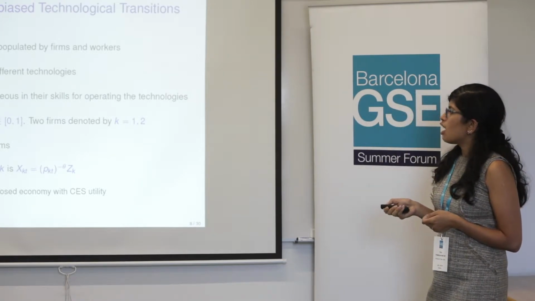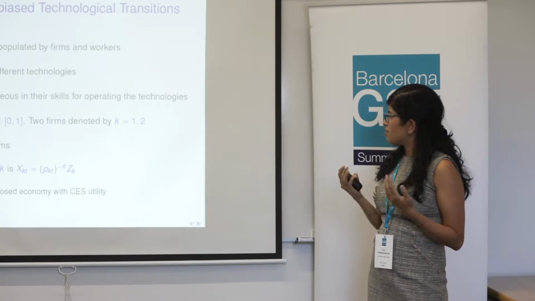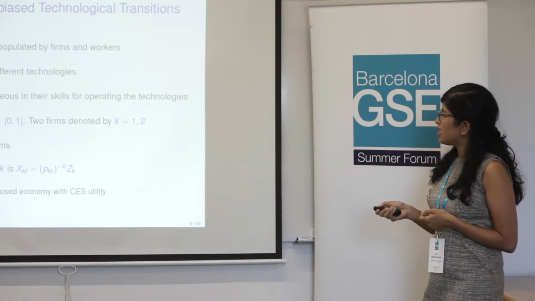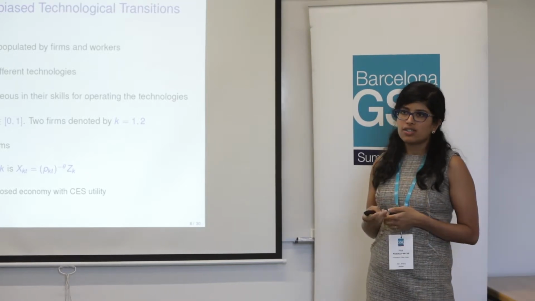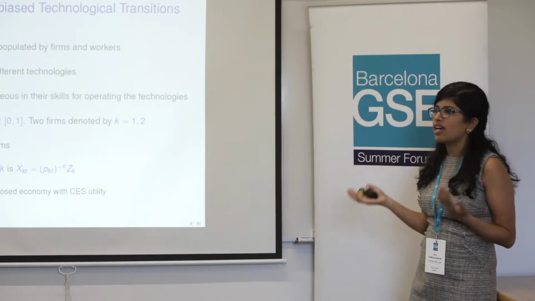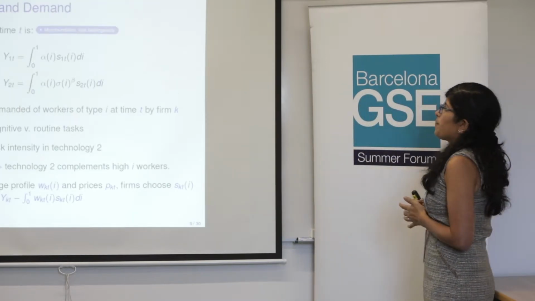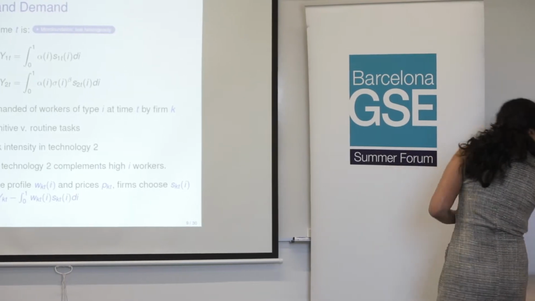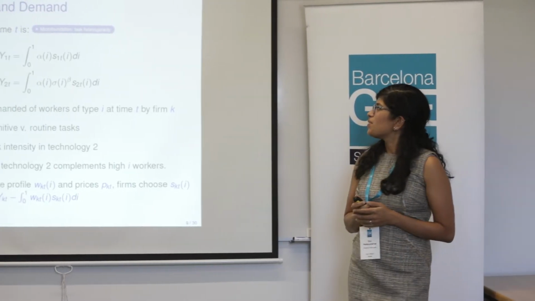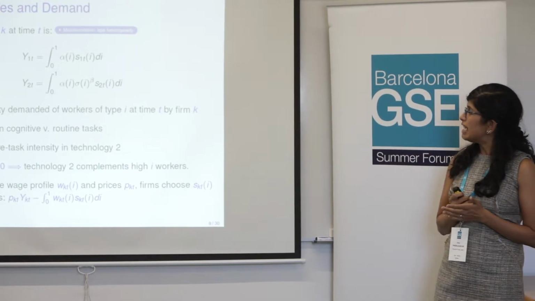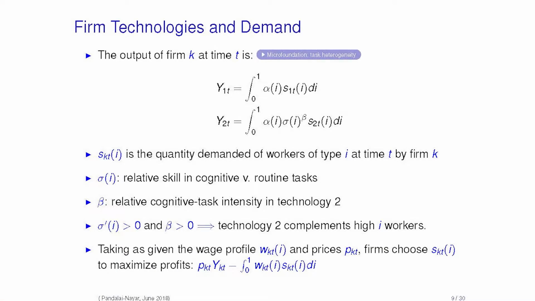So world demand for the output of firm K is just X_Kt, which is the price of firm K raised to the power minus theta, times Z_K, where Z_K is a demand shift. This is a small open economy, but it would be the same as a closed economy with CES utility. The output of firm K at time t is an aggregate over the output of each individual worker of type I times the quantity of workers of type I that the firm employs.